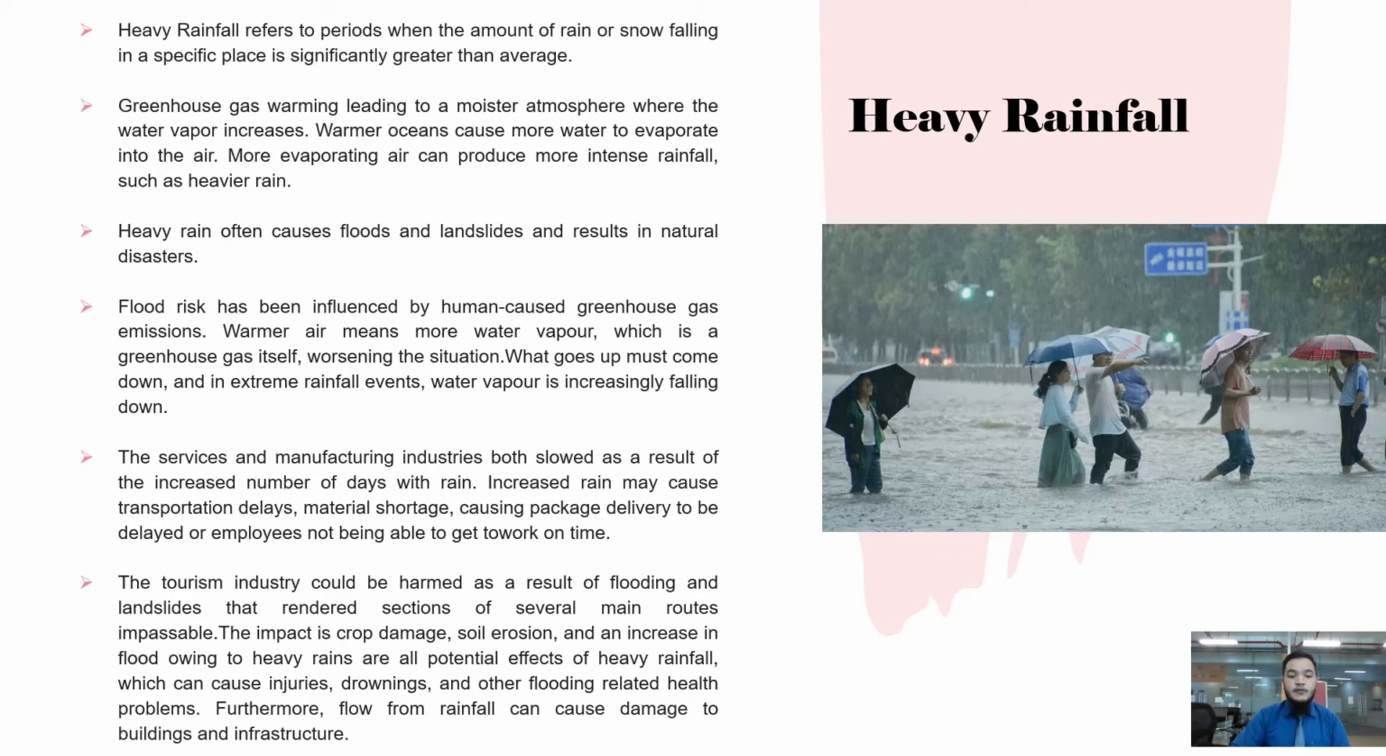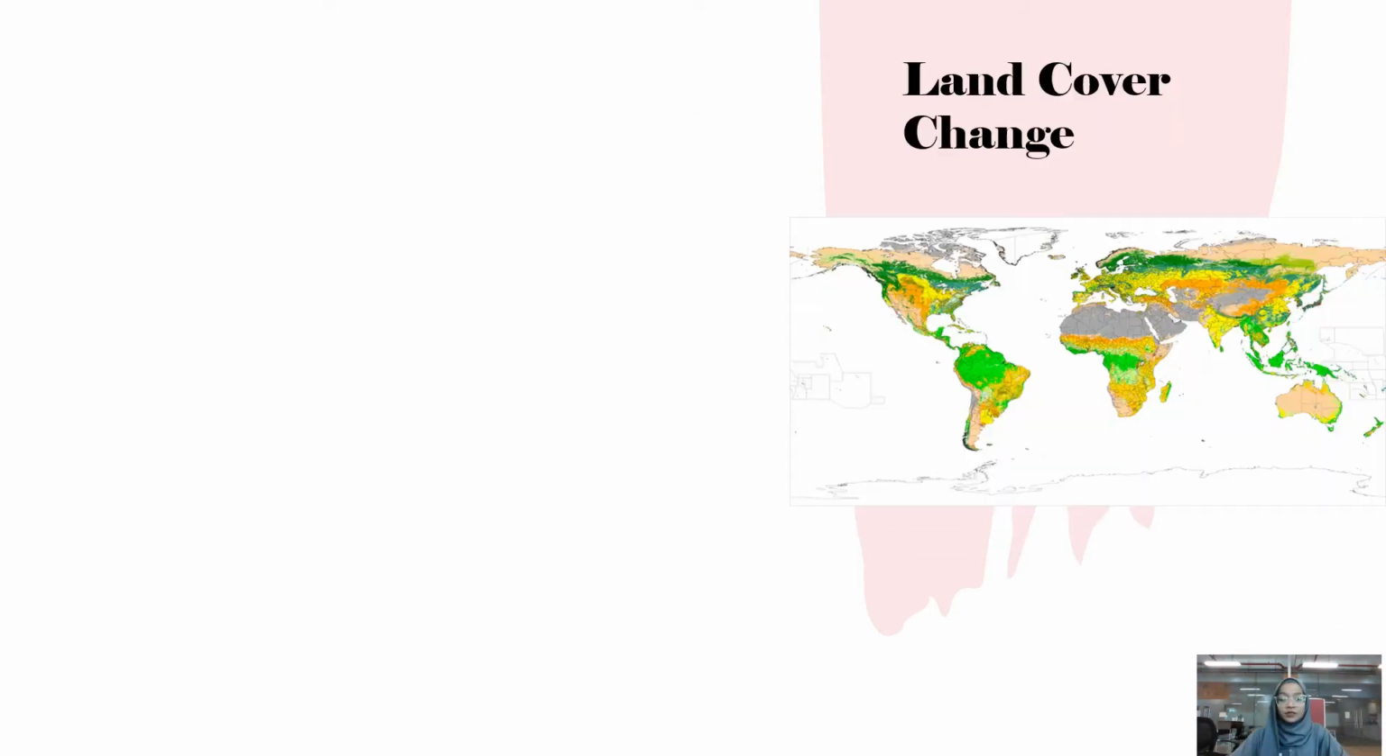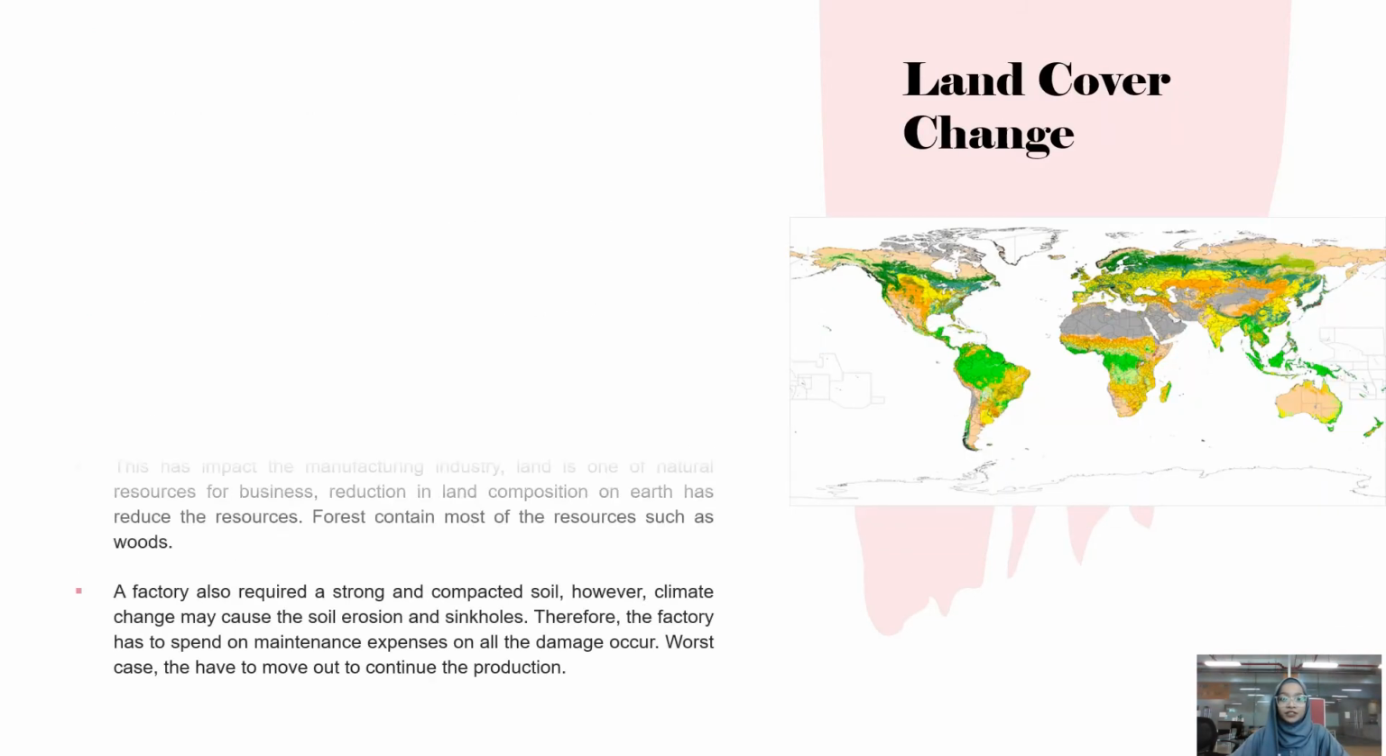The impacts are crop damage, soil erosion, and increased flooding. Heavy rain is a potential cause of these effects, and heavy rainfall can cause injuries, drowning, and other flooding-related health problems. Furthermore, flow from rainfall can cause damage to buildings and infrastructure. Let's move on to land cover change.